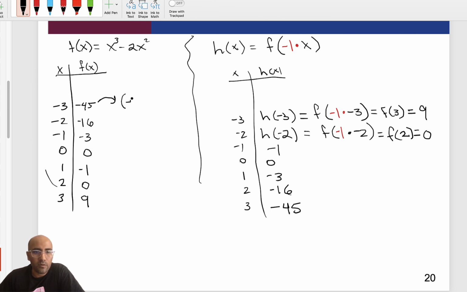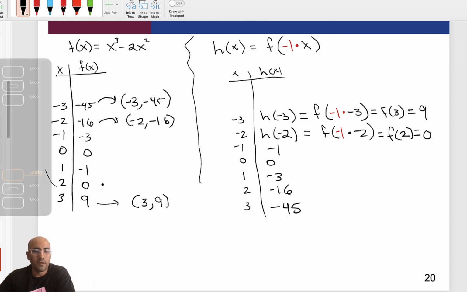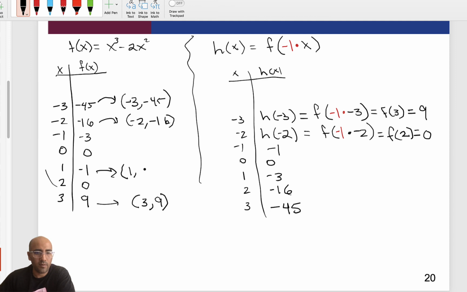In terms of ordered pairs, the original function had 3, -45. The original function had -2, comma, -16. The original function had 3, comma 9, and let's say the original function had, man, this computer really fighting me, 1, comma, -1.